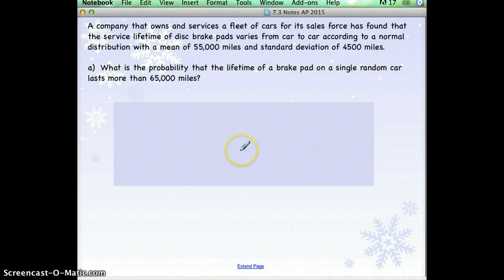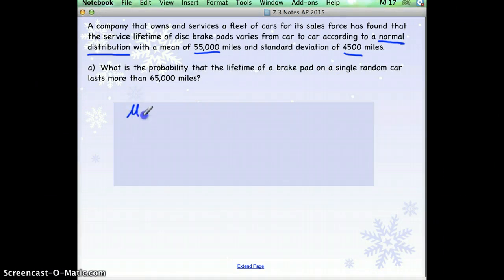Okay, so we're going to do a problem, all right? A company that owns and services a fleet of cars for its sales force has found that the service lifetime of disc brake pads varies from car to car according to a normal distribution with a mean of 55,000 miles and a standard deviation of 4,500 miles. So they're giving you all that information. I'm going to write that down.